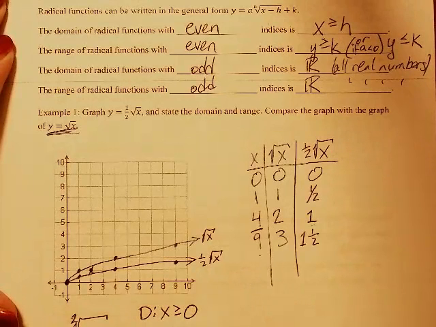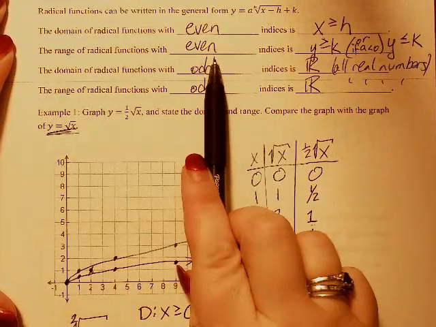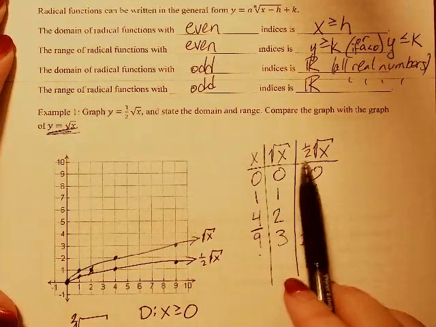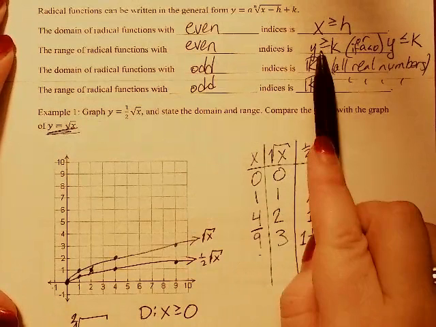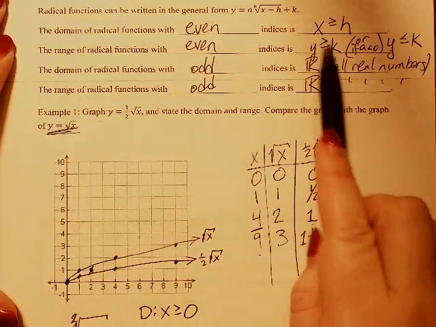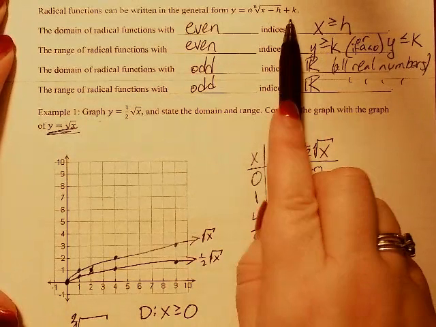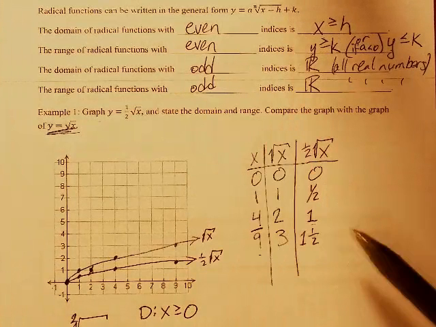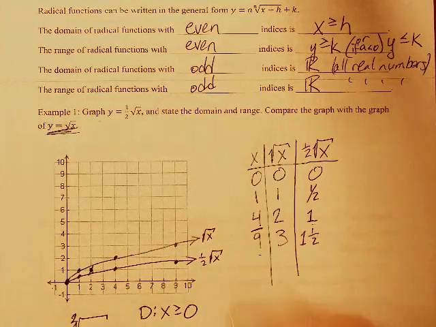And then our range, our index is still even. We do not have a negative number out front here, so we stick with this one. So it's y is greater than or equal to the number added or subtracted outside the square root. We do not have one, so it is 0.